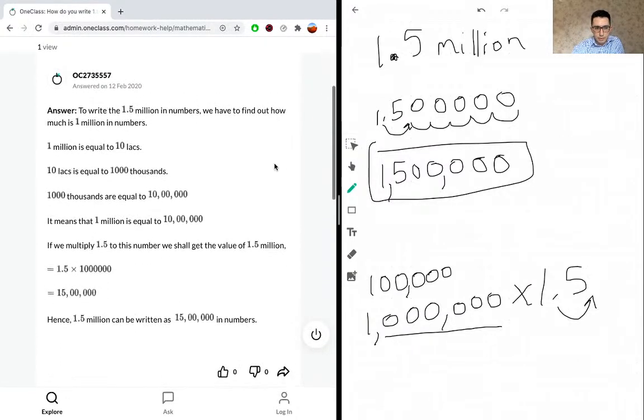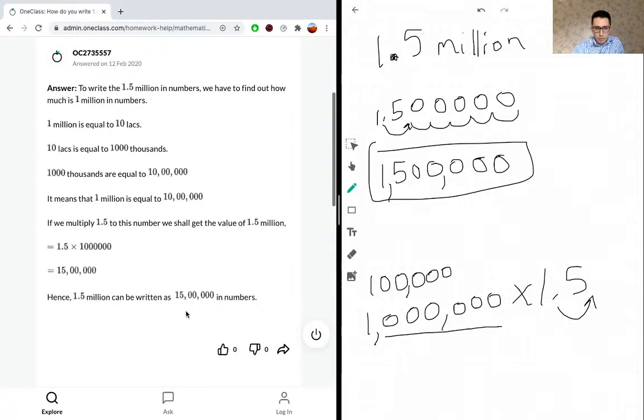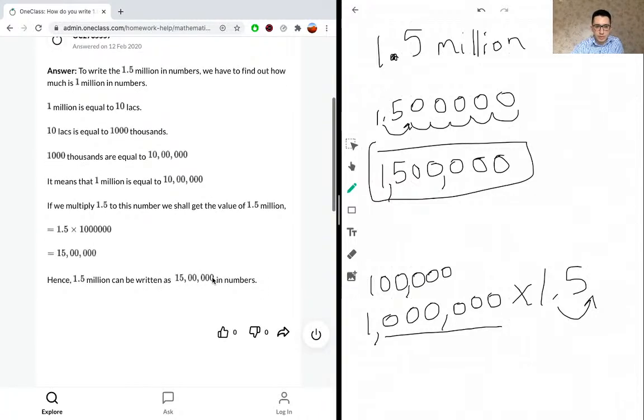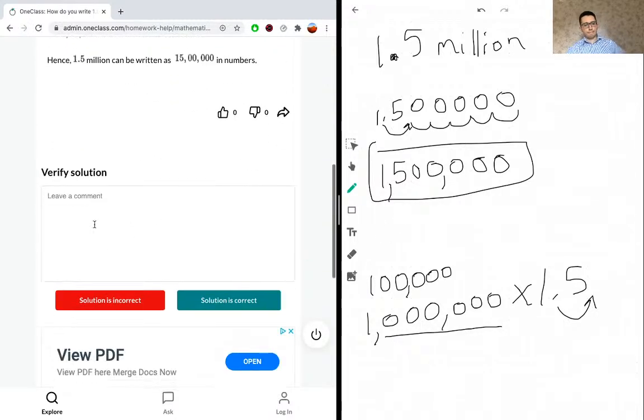So here, looking at the solution, they've given a similar solution. They've separated out their commas a little differently, but they have the correct number of zeros. So they have 5 zeros and then 15 in the front. So usually when you put your commas, you do them between every 3 digits to account for every 1,000 multiple.